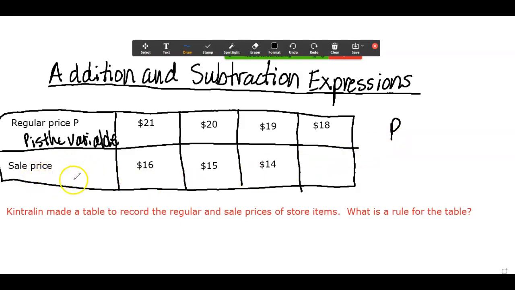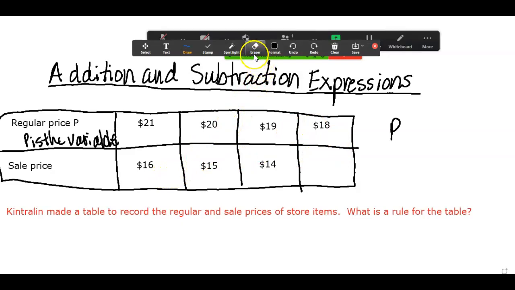If you stop and think about it for a minute, if I have the regular price of something and then I have the sale price, isn't the sale price usually less than the regular price? Because if I want to buy something on sale, it's because it's less money, right? So that could be a clue for me in looking at what's happening here in the table.